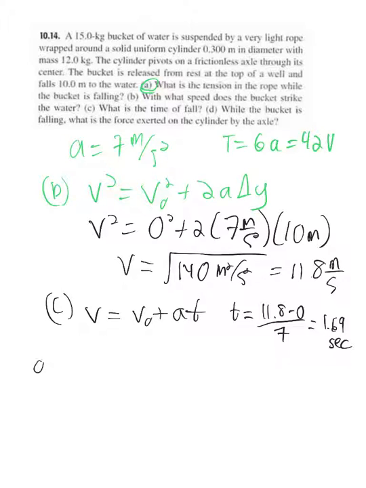Okay. The only part of this that really is sort of challenging is part D, because it's kind of a weird thing to think about. You know, the axle on the cylinder is holding up two things. It's holding up the string. Let's say this is the cylinder. Okay. And the axle is here. The axle is holding up the cylinder.